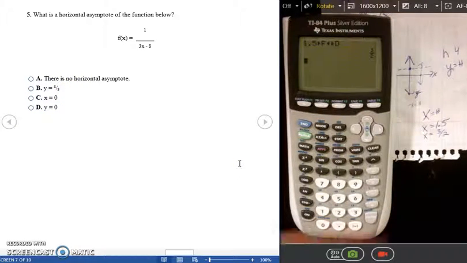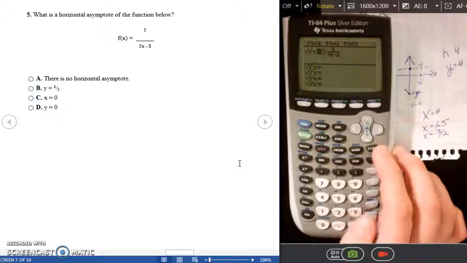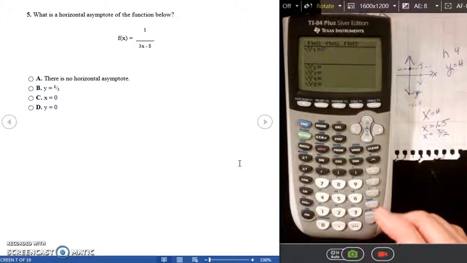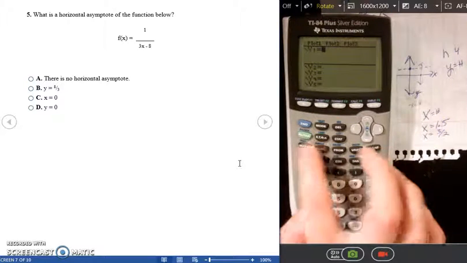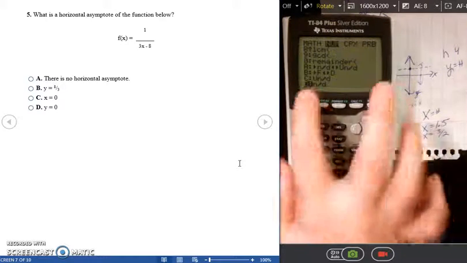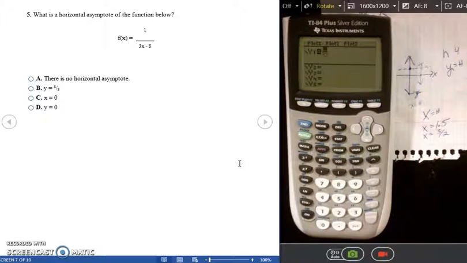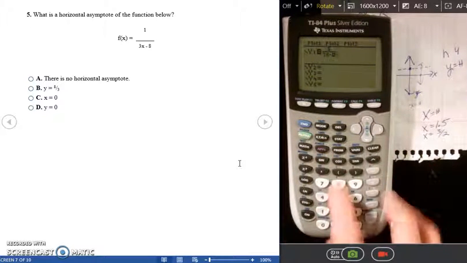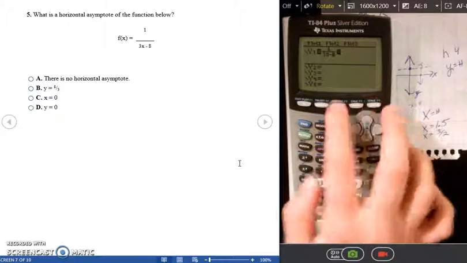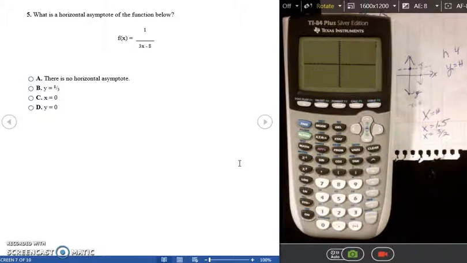So I'm going to go ahead and start this problem off the same as a vertical asymptote, and I'm going to put this equation of a rational function into y1. So I'm going to go into Math, over to Number, and choose choice D to set up my fraction. A 1 in the numerator, down arrow to the denominator, and put in 3x minus 8. And then I'm going to press Zoom Standard to graph it. And here I can see that there is a horizontal asymptote.